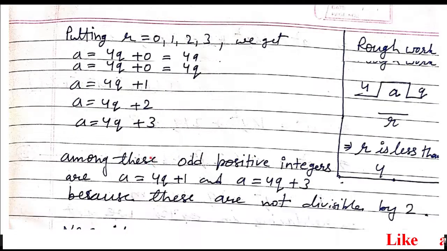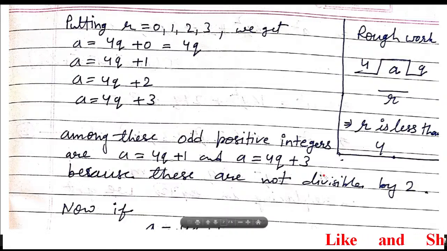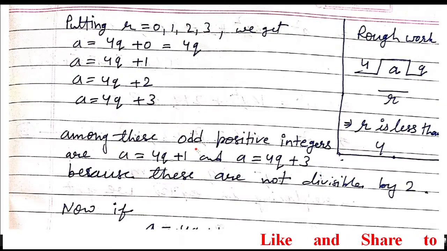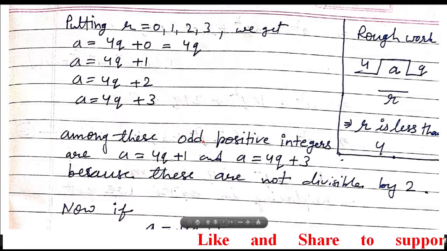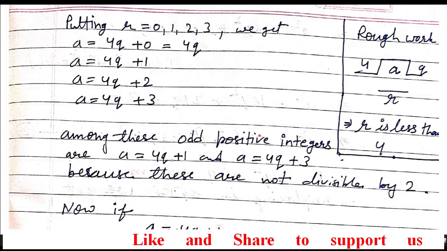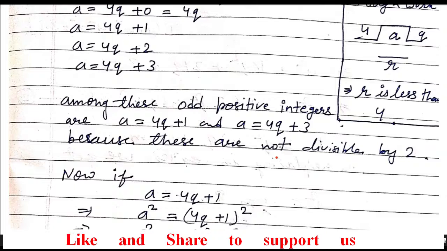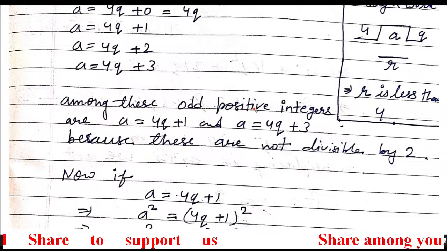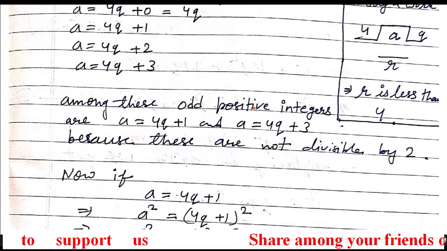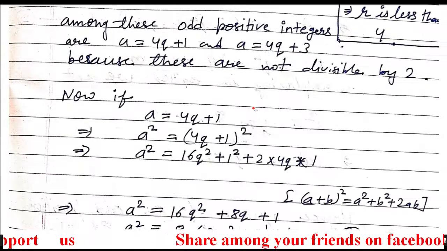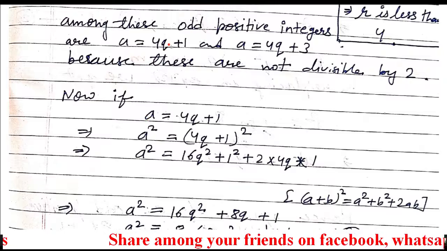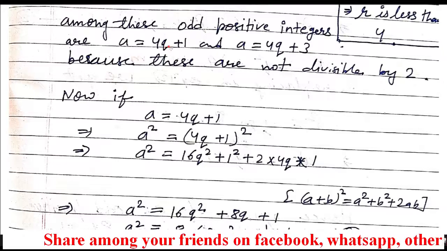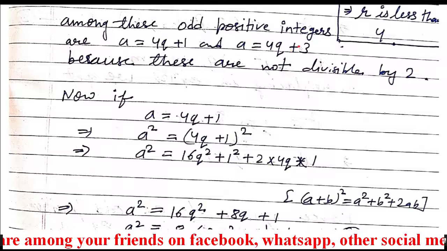Now why are they odd? Because they are not divisible by 2. First write down here. Now why did we select them? Because in the question we have to prove it for odd positive integers. After selecting the odd positive integers, what does the question demand? The square of the odd positive integer. So we have to do the square. First we are going to prove it for both, first for 4q plus 1 and then for 4q plus 3.